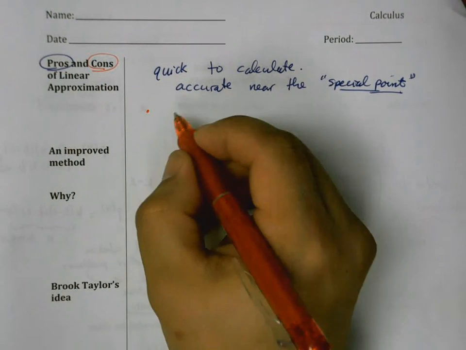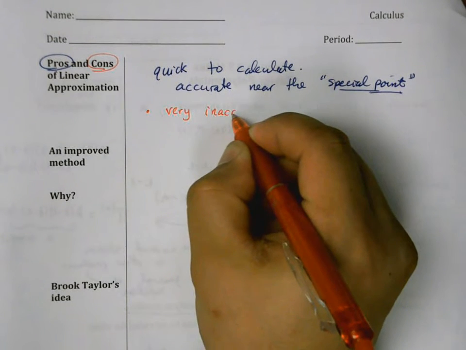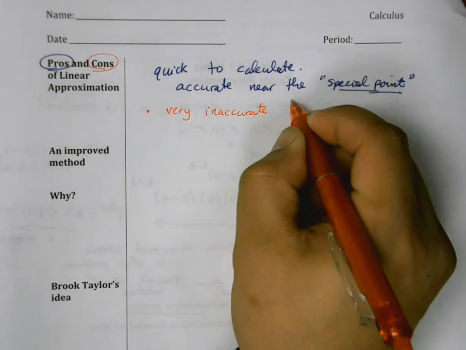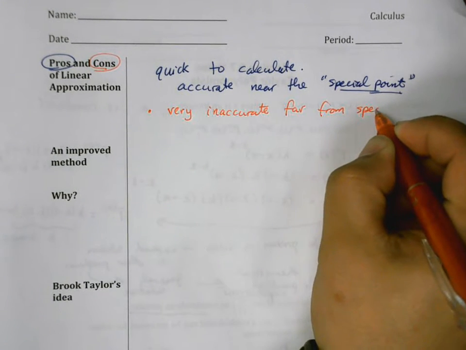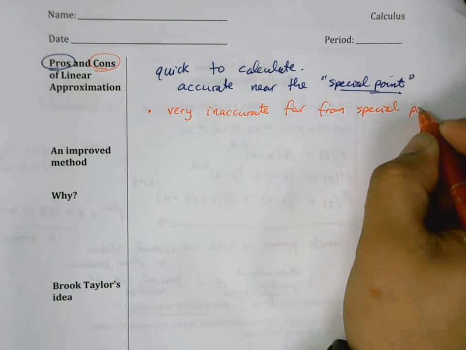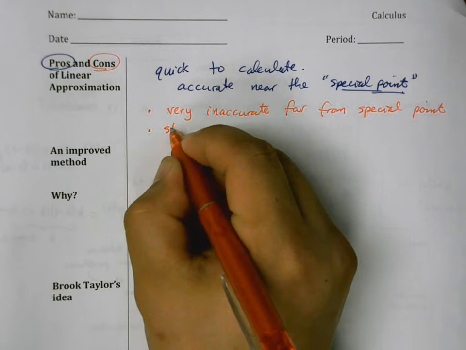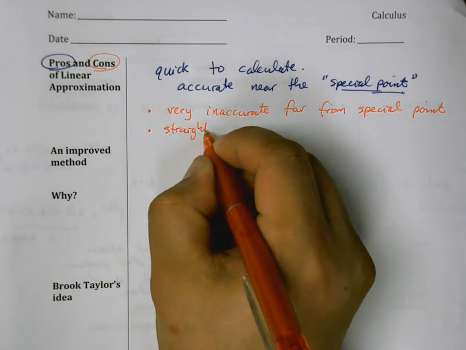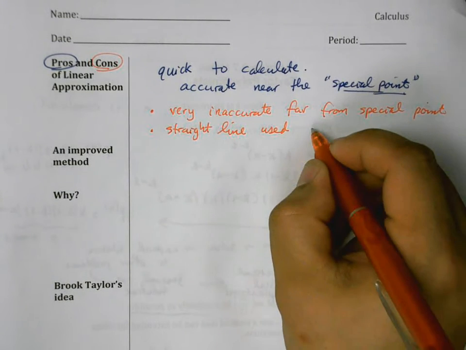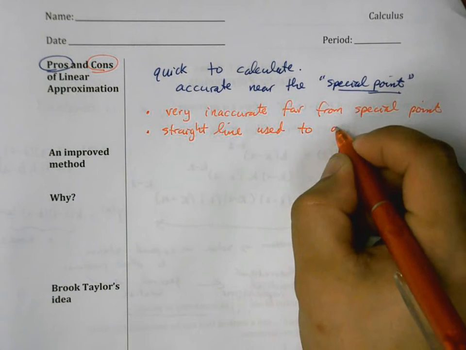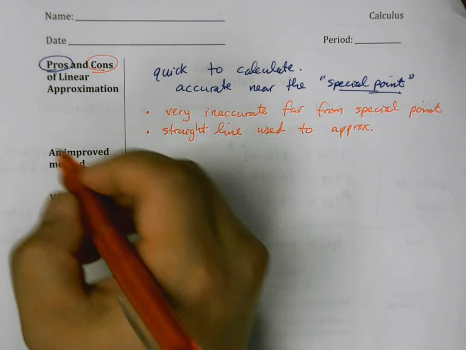Well, very inaccurate when we are far from the special point, and we have a straight line. Okay, we're using a straight line to approximate a curve, and that's bad, okay, because straight lines and curves are very different.